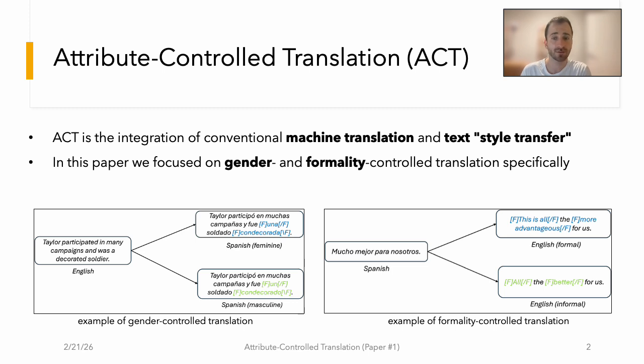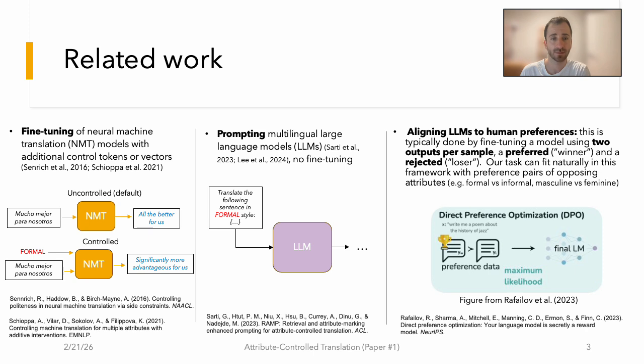In the example on the left, the gender of Taylor is ambiguous, and when translated into Spanish, the model can be controlled to generate the feminine or masculine variant, which only differ by the words highlighted in the text. Similarly, in the example on the right, we observe a Spanish sentence that can be translated into English in the formal or informal style. Previous work has attempted to tackle this problem.